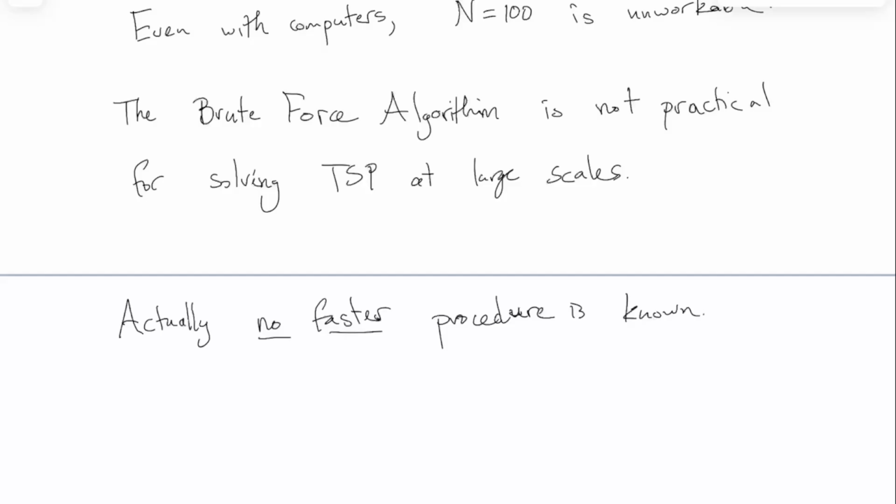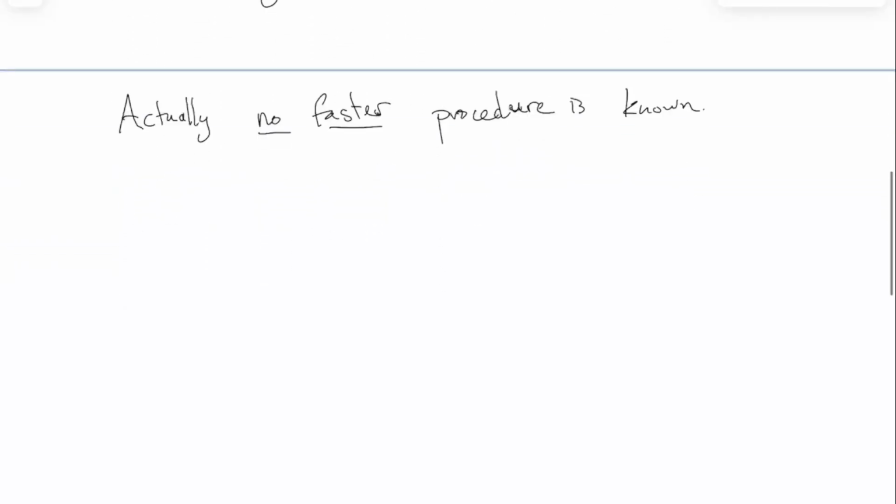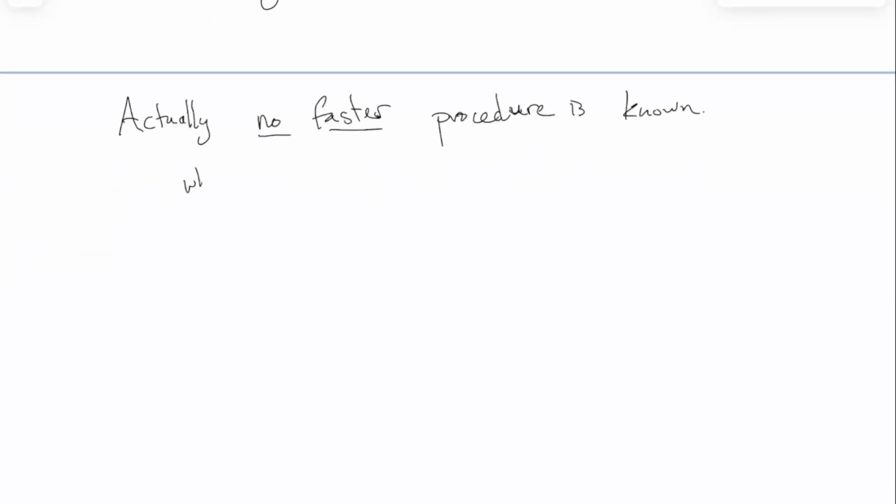If somebody figured out a faster procedure, this would immediately affect a lot of the way that people do stuff in the real world. No faster procedure is known, I will say, which gives the best answer every time. Remember, we're looking for the best route, which takes the least amount of cost or distance or whatever. No faster procedure is known which gives the best answer every time.